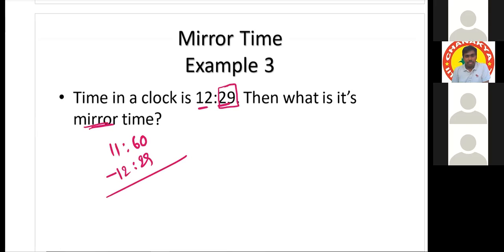Sir, actually there are how many hours in a clock? Sir, 12. 12 hours. But the given time is 12:29. So in a 12 hours clock, how can we represent 12:29? Actually, it is not possible. Yes or no? Because there are maximum of 12 hours only.